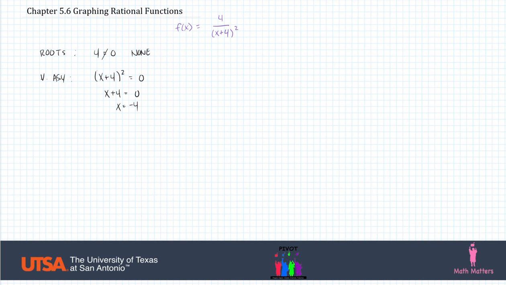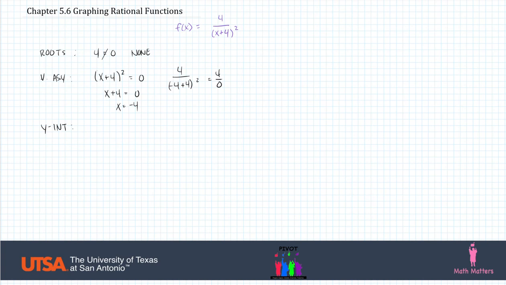And this is true. We can check this by putting it back into the equation. So 4 over (-4 plus 4) squared gives us 4 over 0, which is undefined. So that means that if we plug -4 into the equation, we get some undefined y, which means that our domain is restricted by this denominator, at -4.